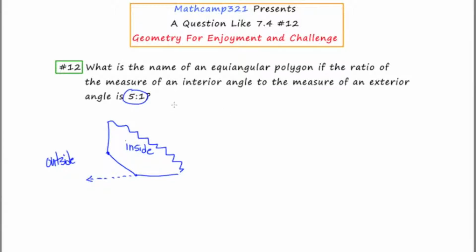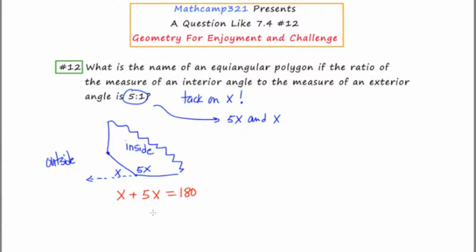A trick with ratios is that whenever you see one in a word problem, simply tack on an x. So let's think of 5:1 as 5x and 1x. Now the 5 was assigned to the interior angle and the 1 is assigned to the exterior angle. So the positioning of these allows me to write an equation: x plus 5x equals 180, because they form a straight line or a linear pair.